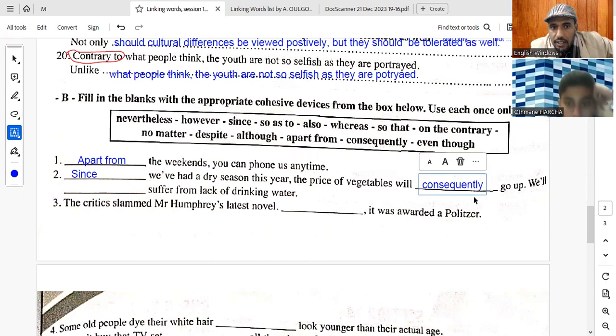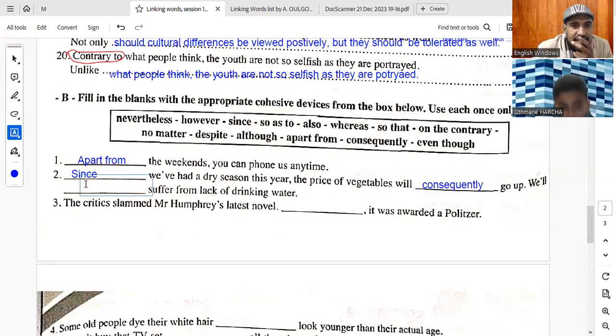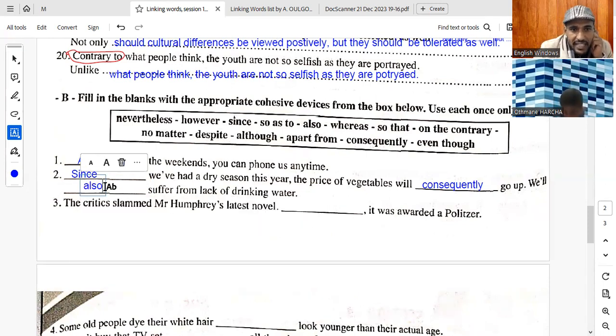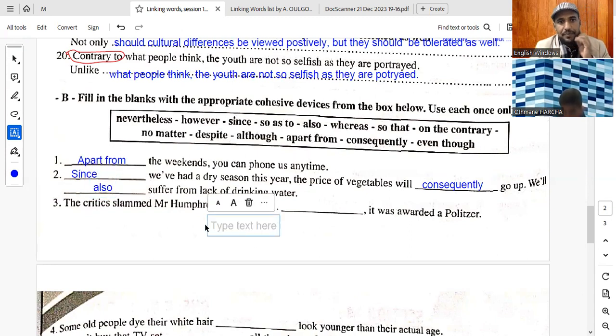Next: we will suffer from lack of drinking water. We have this result, that the price of vegetables is going to increase. There is another result, not just this one, so we want to add. Also, very good. We want to add another problem, which is the suffering: we will also suffer from the lack of drinking water, or water shortage.